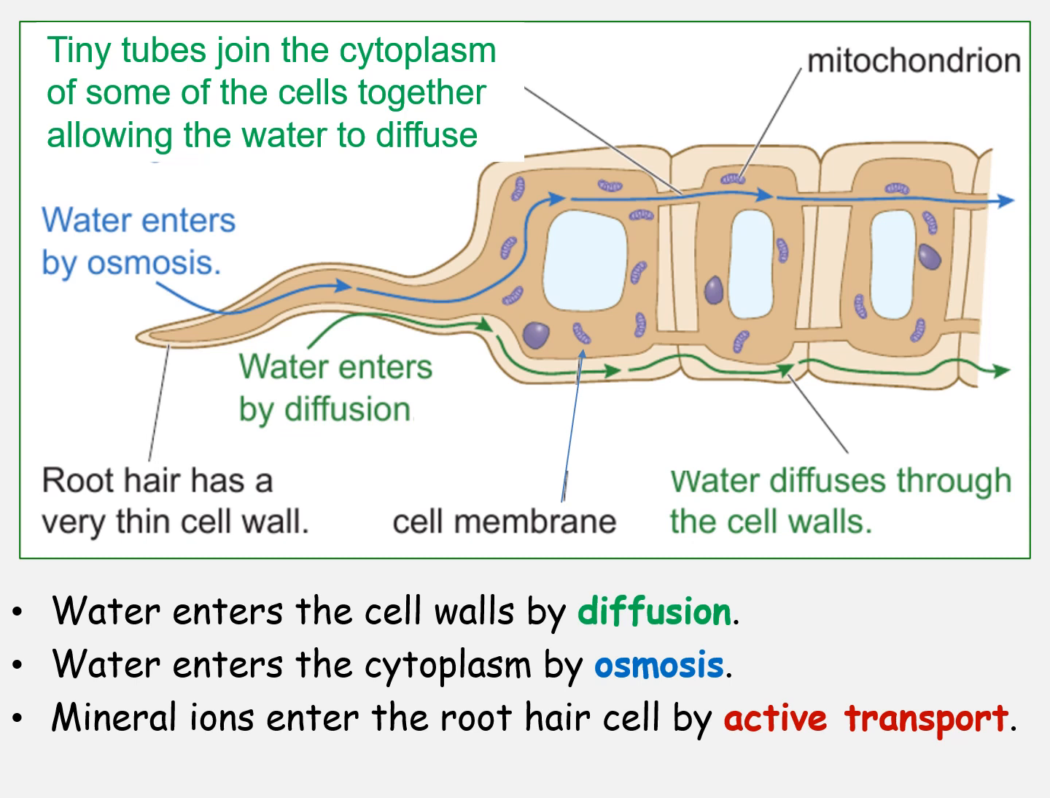Now our final term, active transport, is how mineral ions enter root hair cells. So you can see there I've got a mineral ion, and the mineral ions are moved by active transport.